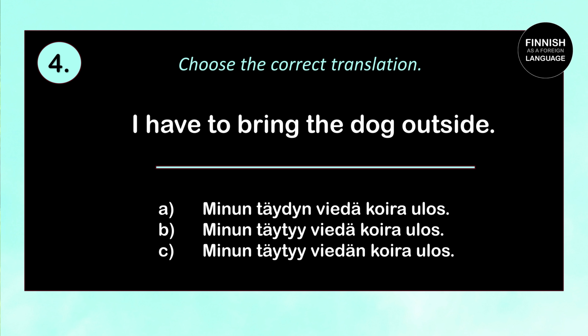Excellent. The correct answer is B. Minun täytyy viedä koira ulos. So here we have the necessity sentence structure. That means the doer, which is the person who does something, is standing in a genitive case plus täytyy plus the second verb in the infinitive. So answer B is the correct one.